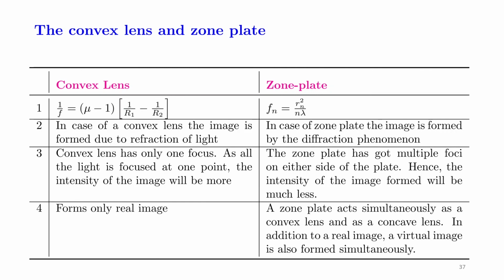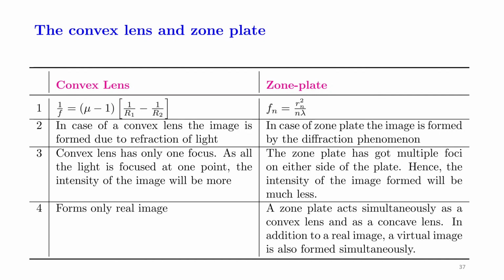The second difference is that in the case of a convex lens, the image is formed due to refraction of light. In the case of a zone plate, it is the diffraction phenomenon. The convex lens has only one focus. As all the light is focused at one point, the intensity of the image will be more. In the case of a zone plate, it has multiple foci on either side of the plate. Hence, the intensity of the image formed will be much less.